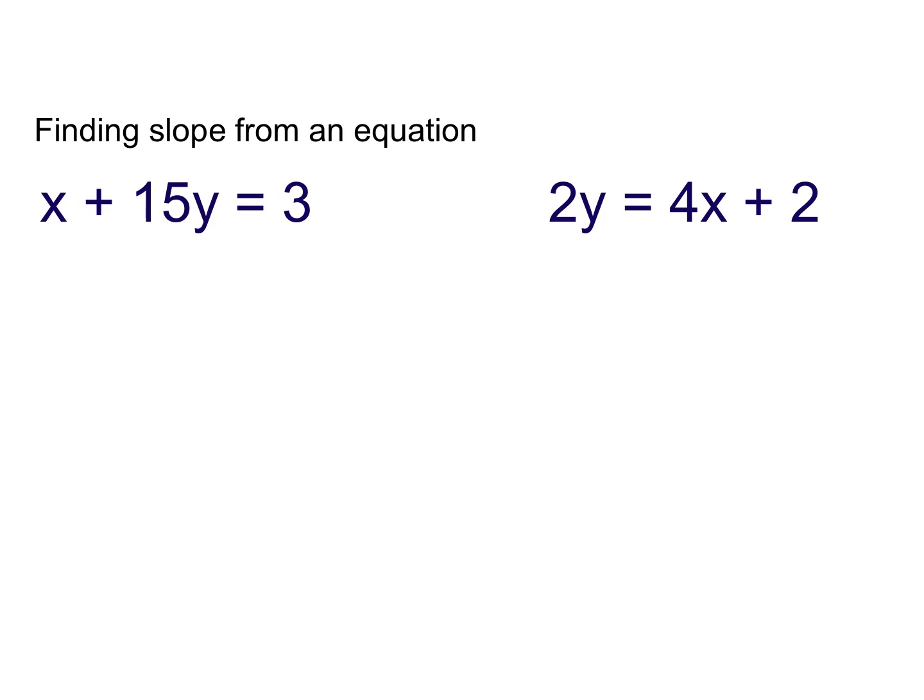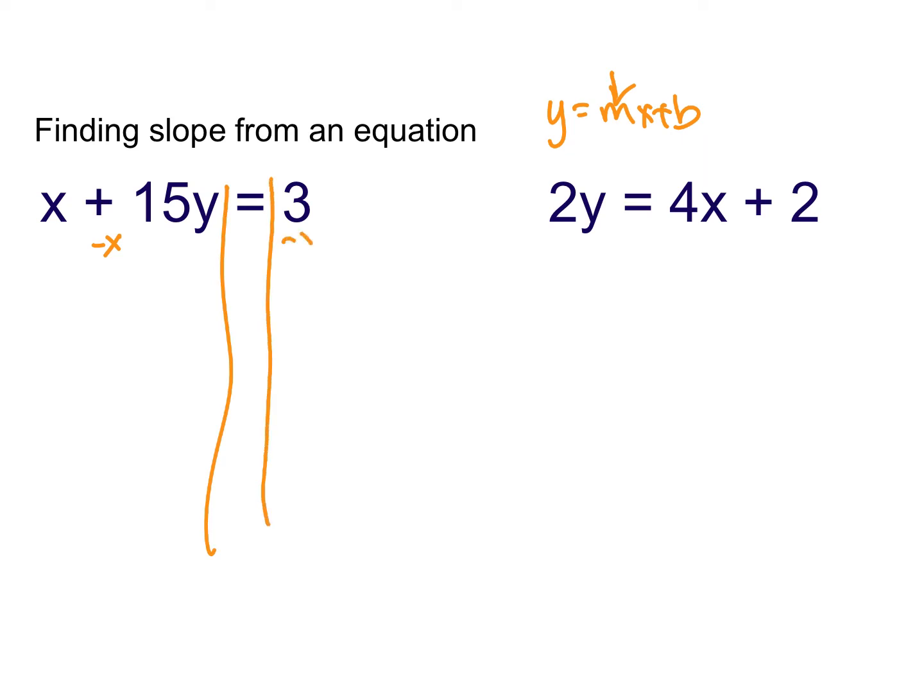Sometimes you're going to get equations that don't look like slope-intercept form. In fact, we're going to be dealing with a whole bunch of other forms soon. But what we want to do is solve for y. We want it to look like y equals mx plus b so that we can decide what is the slope, what's the b. Okay, so I'm going to rearrange things so I can solve for y. The first thing I'm going to do is subtract x from both sides because I'm trying to keep the y alone on this side.